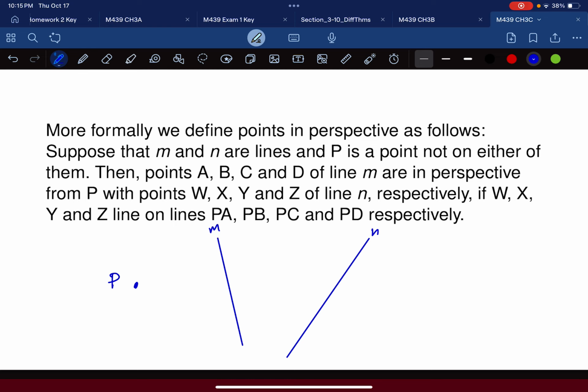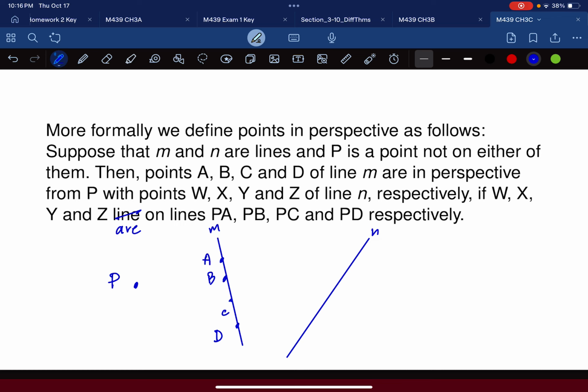Then the points A, B, C, and D of line M, so I'll put them in here as A, B, C, and D, are in perspective from P with points W, X, Y, and Z of line N, respectively, if W, X, Y, and Z are on lines PA, PB, PC, and PD.